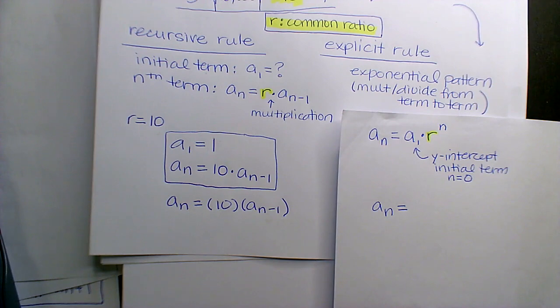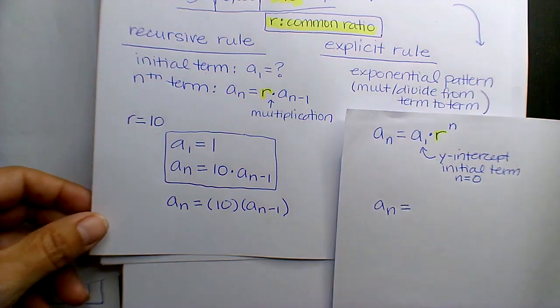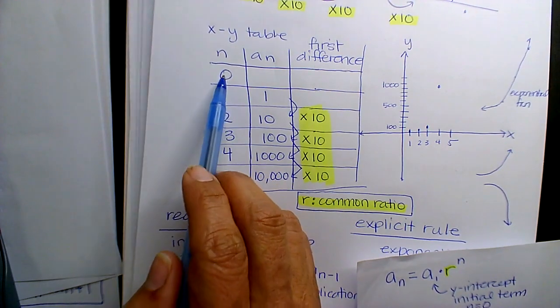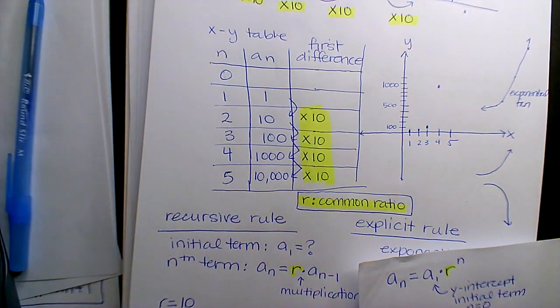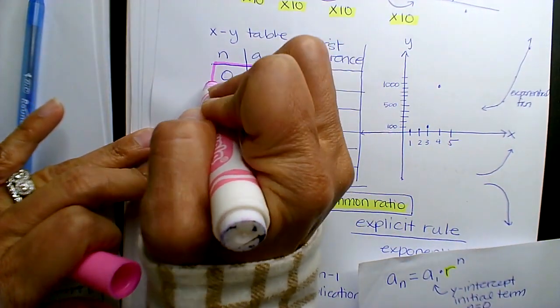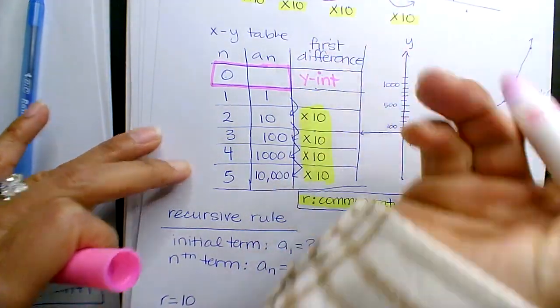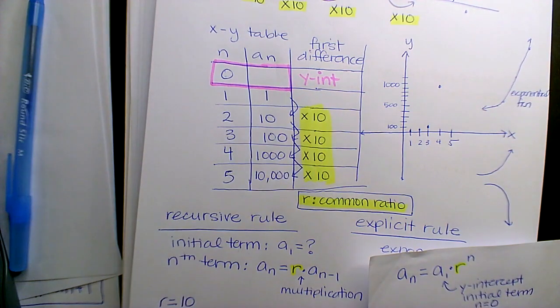So whether you go to a table, but the table's awesome here, or if you go to a graph, the graph doesn't help you on an exponential because it has that curvature. So you're like, yeah, I don't even know where it goes. Okay? So here's what I mean. If we look at our table, I need this 0th term. That 0th term value is my y-intercept. That's what you need for your initial term.